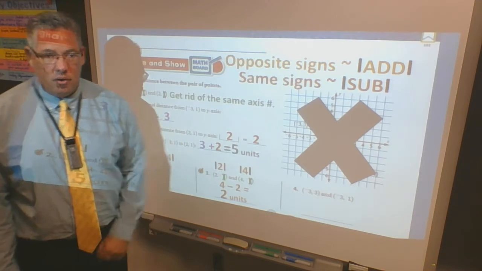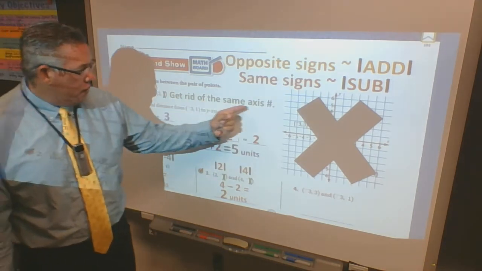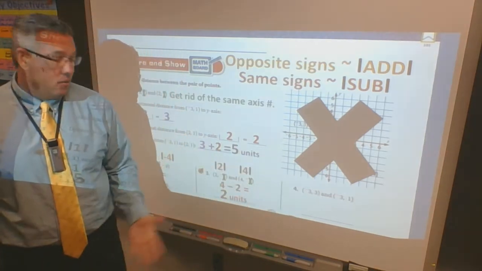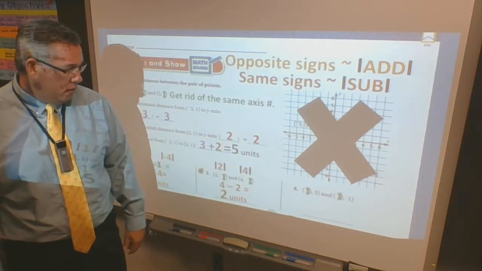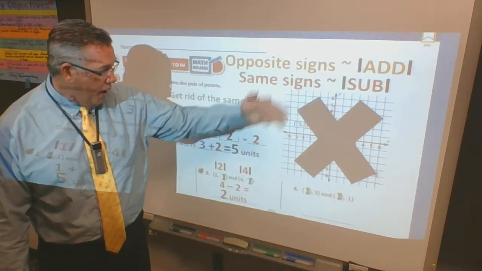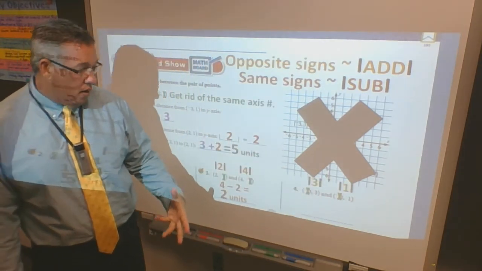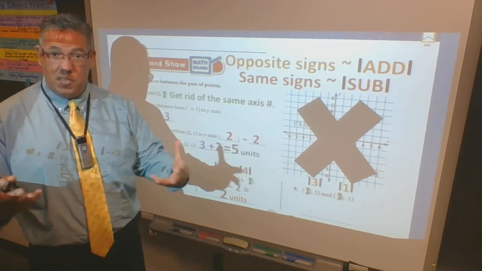I do the same thing on number 4. Get rid of the same axis number. I have a negative 3 and a negative 3 in my x. I get rid of them, I cross them out. Then I look for my absolute values. I have a 3 and a 1, both positive. So I know I'm going to have on the same side, right?